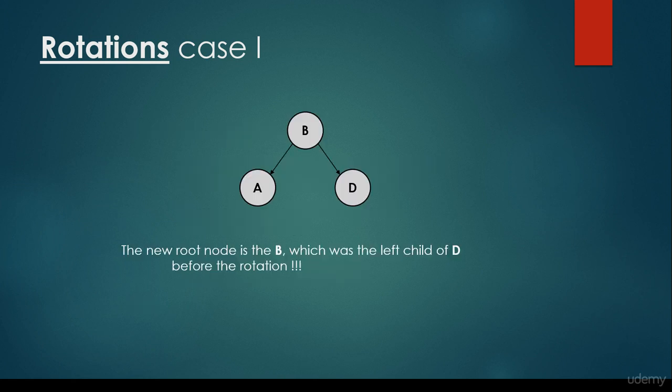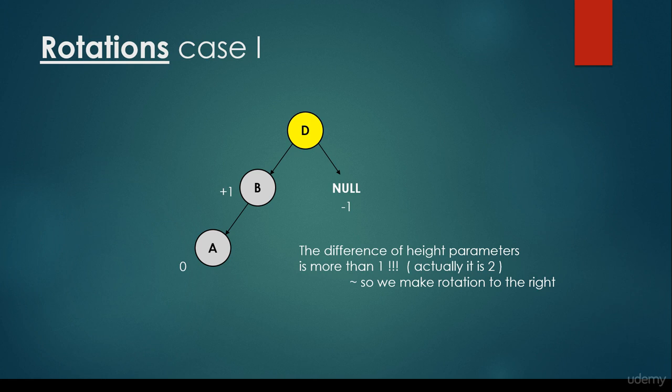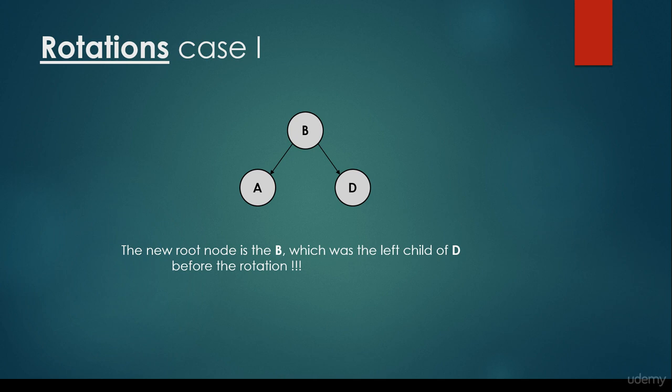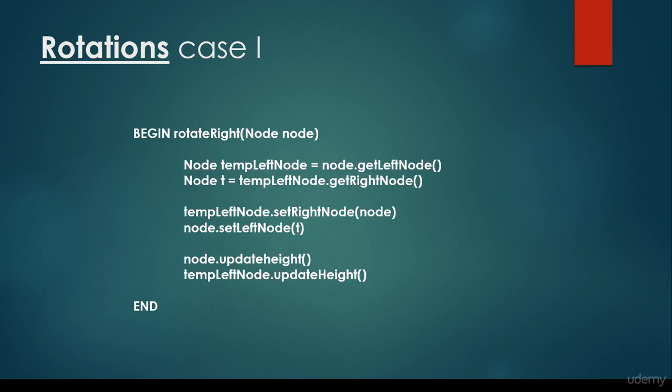the new root node. So if you may recall, in this case we have the root node, which is the D. We get the left child, which is the node B, and we set for this node B to have the right child as its parent, so the D. So this is how we make the rotation to end up with this situation. And of course we have to update the height parameters because it has changed according to the rotation.